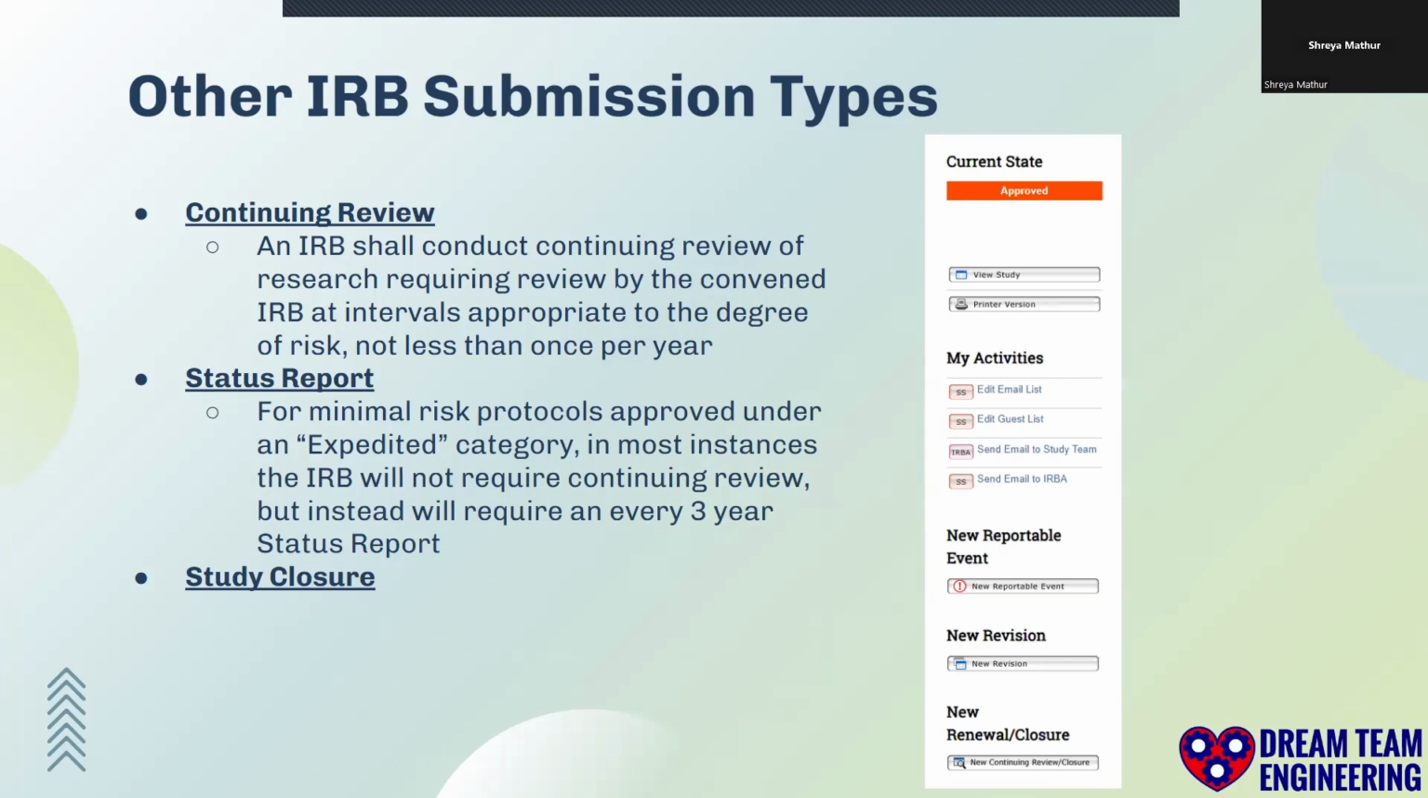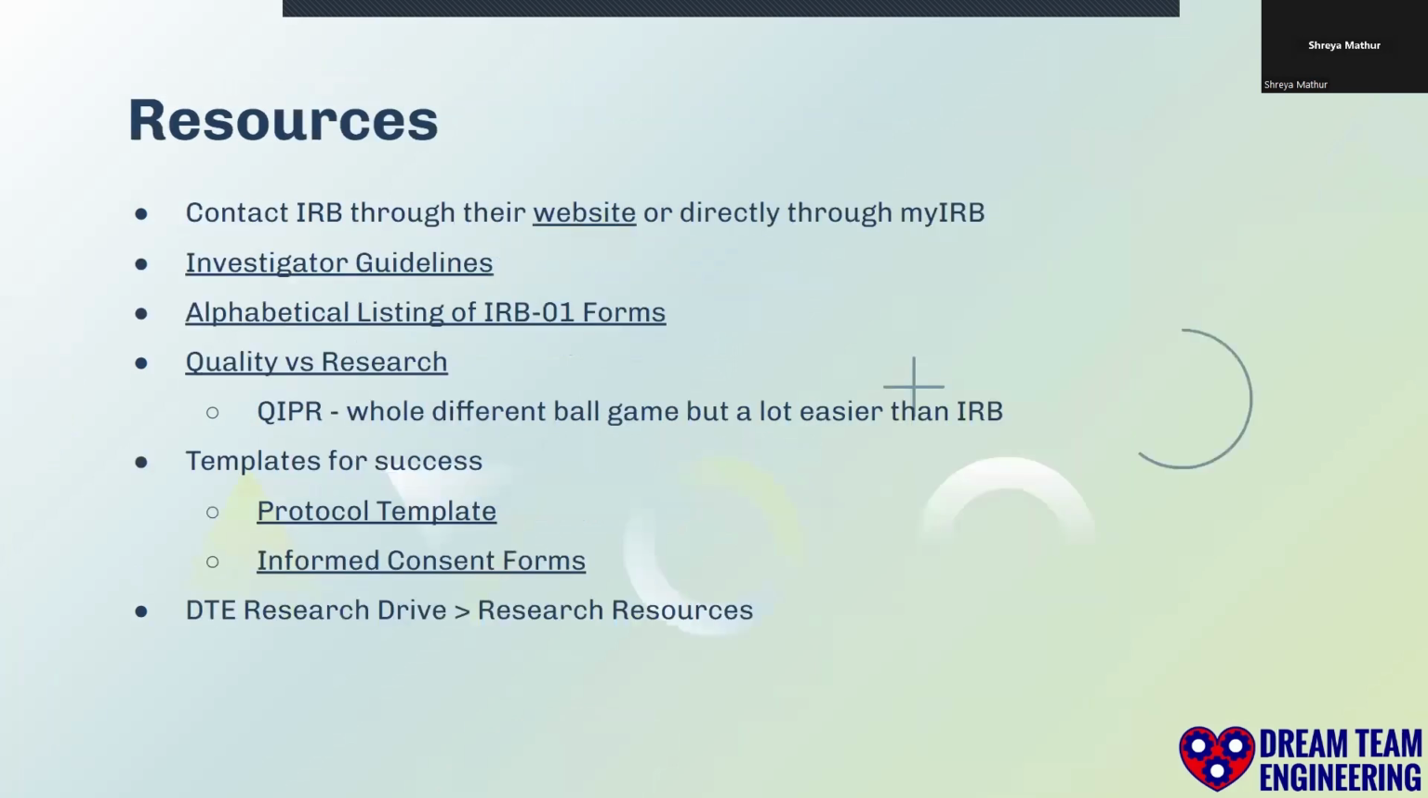If it's an expedited study, then you would just do a status report. And once your study is complete, you would do a study closure. The picture shows that if your study is approved, all of those are the buttons that you would press to do all the other IRB submission things. So, like I said before, the IRB website is great.